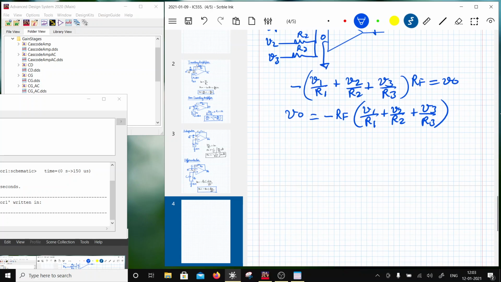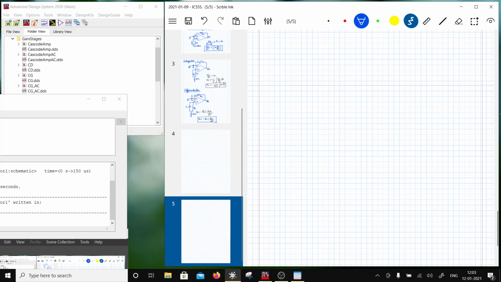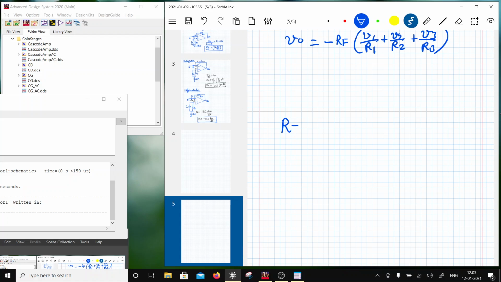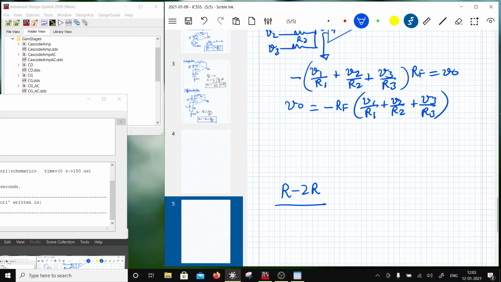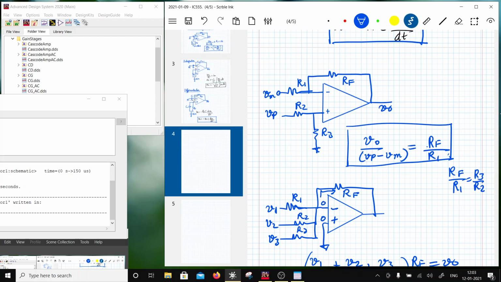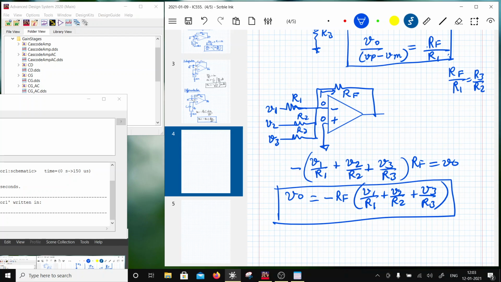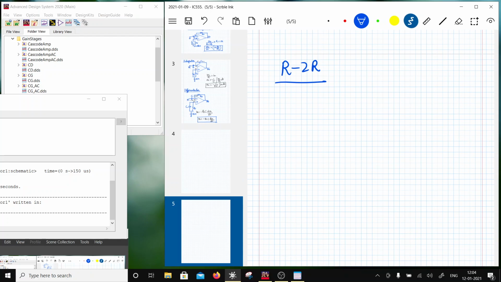Okay, now this can be extended to something called an R2R ladder network. So this is a summing amplifier, that's a difference amplifier, right? This one is a summing amplifier. And the next one is a DAC. So I'm going to use an R2R network.